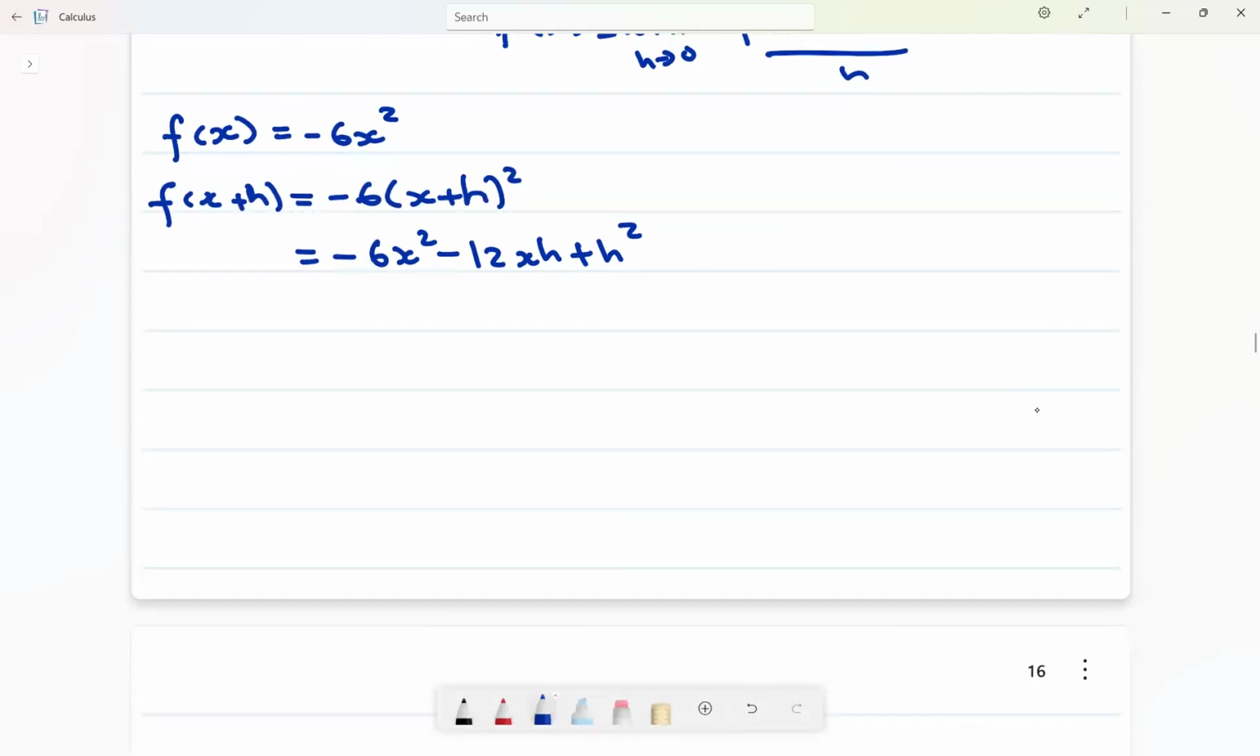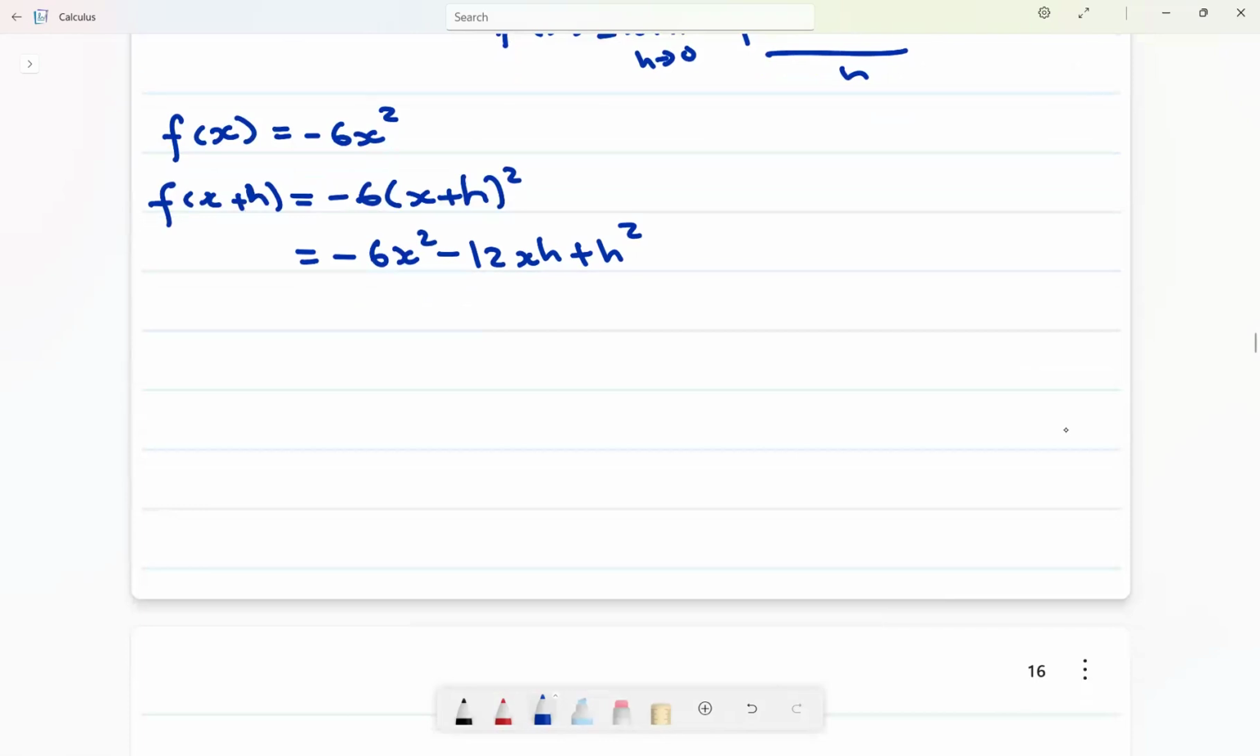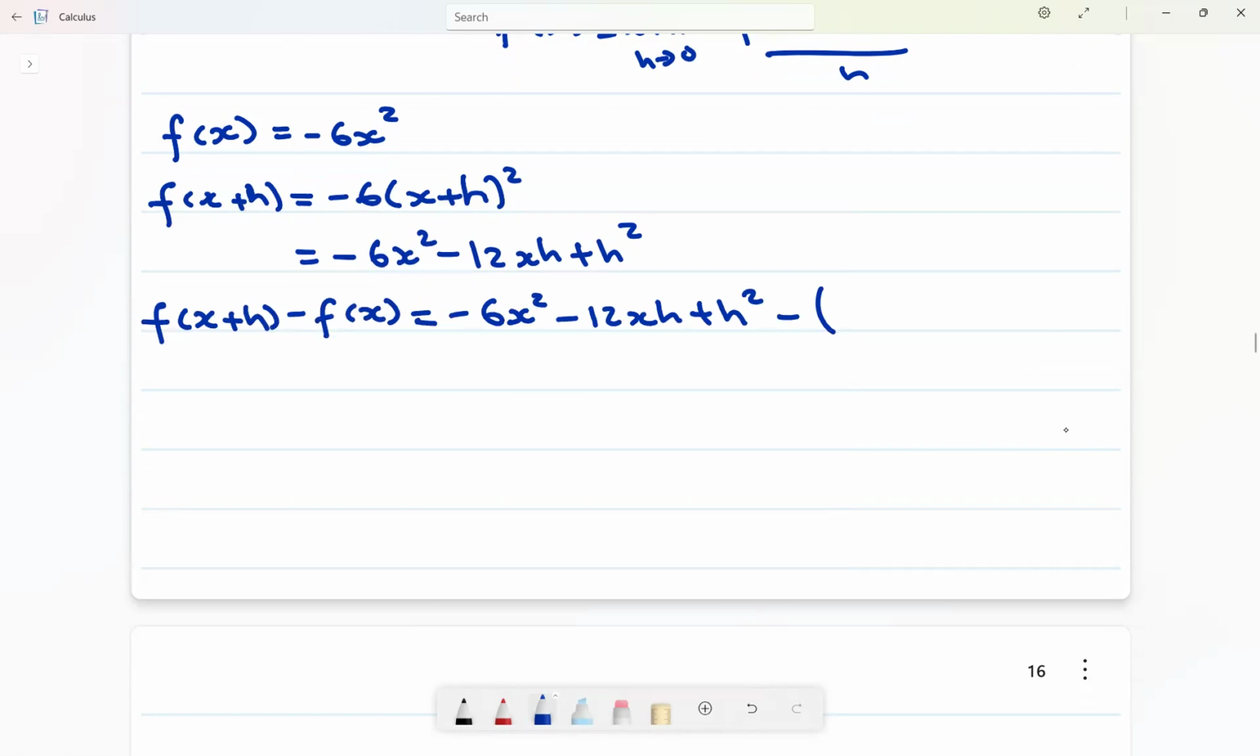And then after getting f of x plus h, what do I want to do? I check my formula, it still has f of x plus h minus f of x. So I want to go to my formula and just substitute. So let me get f of x plus h minus f of x. Okay, then what is f of x plus h? It is negative 6x squared minus 12xh plus h squared, minus what? What is f of x? f of x is negative 6x squared.